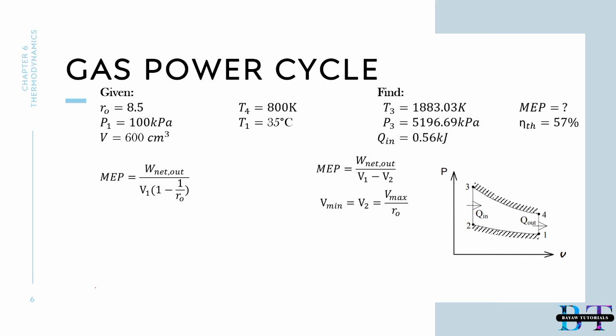Now integrating that into our equation, we'll have work sub out all over V sub 1 multiplied by 1 minus 1 divided by our compression ratio of r. Inputting our values, we'll have 0.32 kilojoules divided by our volume 1, or 600 cubic centimeter, changing that into cubic meter by multiplying it by 1 meter all over 100 centimeter raised to 3, and 1 minus 1 over 8.5. We'll have our value of MEP at 604.44 kilopascals.